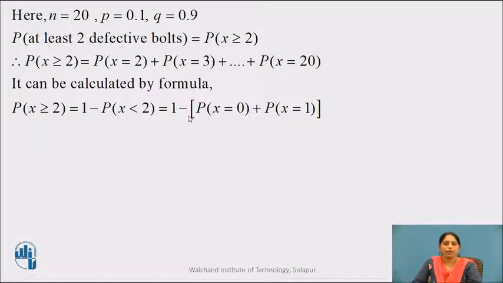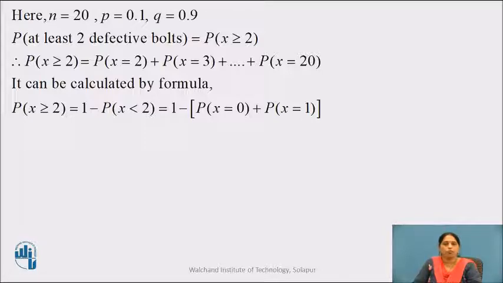It can be calculated by the formula probability of x greater than or equal to 2 equals 1 minus probability of x less than 2, that is 1 minus the bracket probability of x equals 0 plus probability of x equals 1, as here we want x less than 2 and there are only two values which are less than 2, that is 0 and 1. Now pause the video for a minute and calculate the probability for x equals 0 and x equals 1.